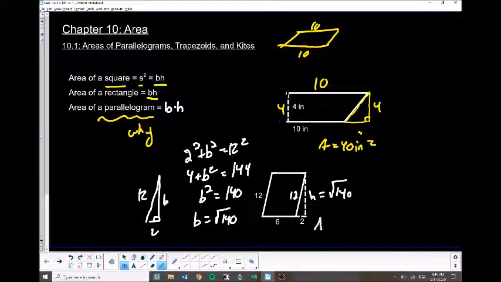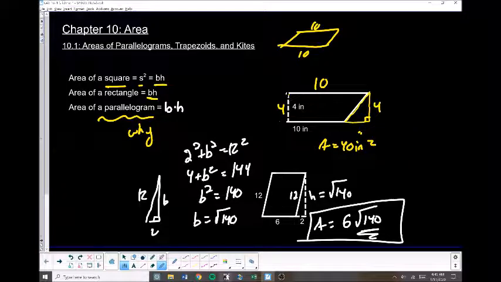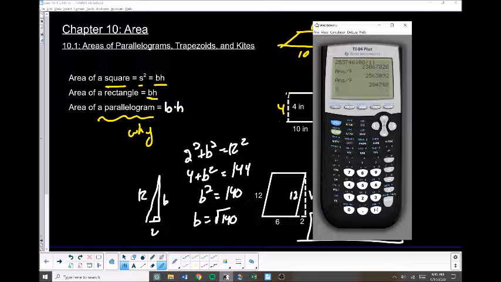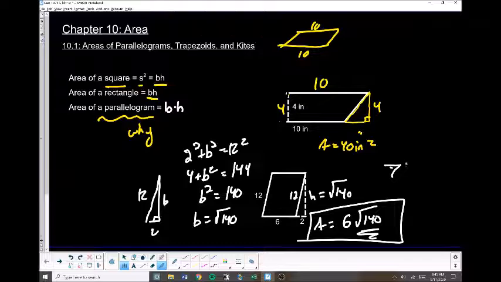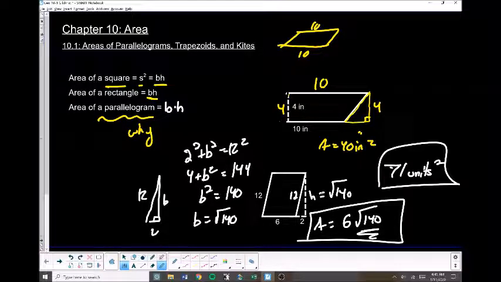So now we know that the area, which is base times height, is 6 times the square root of 140, which I could calculate that decimal or simplify that radical if I cared to. I just don't really care to. But it looks like I'm going to anyway. 6 times the square root of 140, 71. 71 units squared. Sick. There's parallelograms.